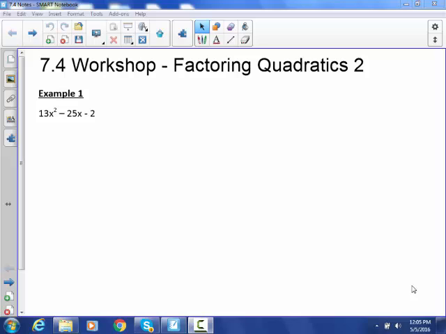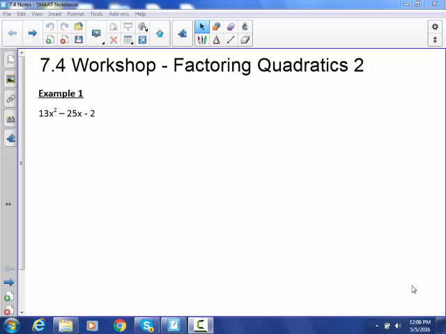The reason these are a little harder is because on Tuesday, if there was a number in front of x squared, we just divided by that number and put it out front. The problem with this one today is if you divide by 13, will 25 divide by 13? No, and 2 won't either. So we've got to learn a different way to factor these. So that's what I'm going to teach you today.